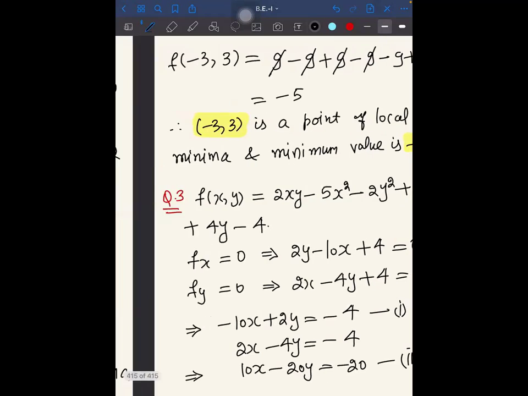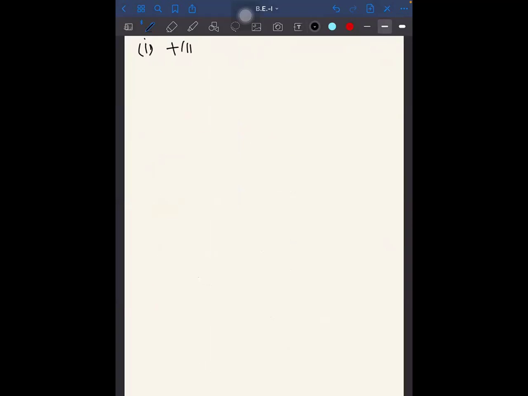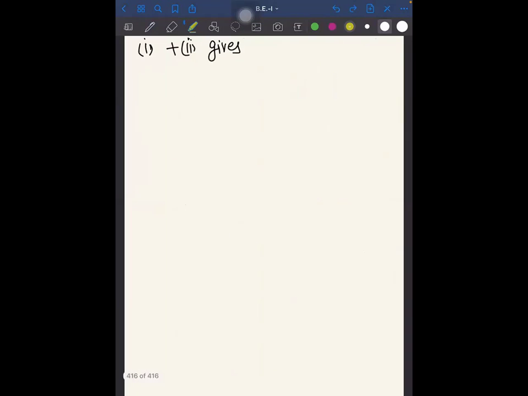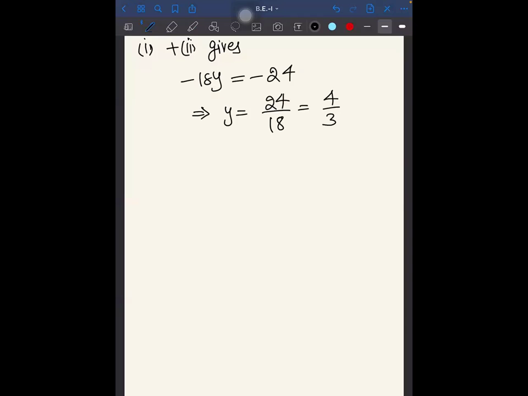So 1 plus 2 gives what? So this is your minus 10 and 10. So this becomes 0. Minus 20 plus 2 becomes minus 18. So minus 18y is equal to minus 24. So this becomes 24 upon 18, so this becomes 4 by 3. Are you with me on this?